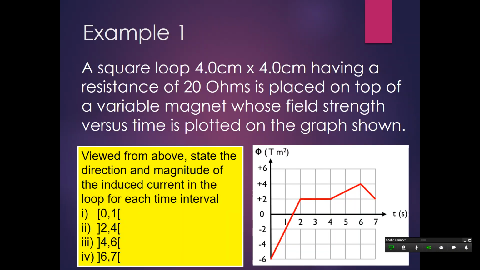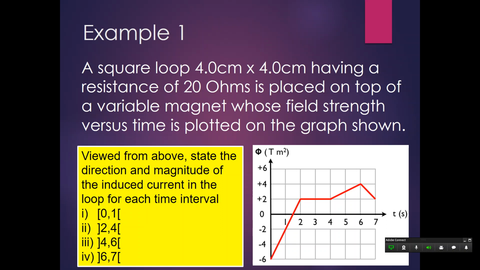All right, so here's the first problem. It's a square loop and it has a resistance of whatever, placed on top of a magnet, and the magnet's magnetic field is changing. Okay? And you can see here, what's this symbol there? Flux. And this is time. Okay, so this is a flux versus time graph.